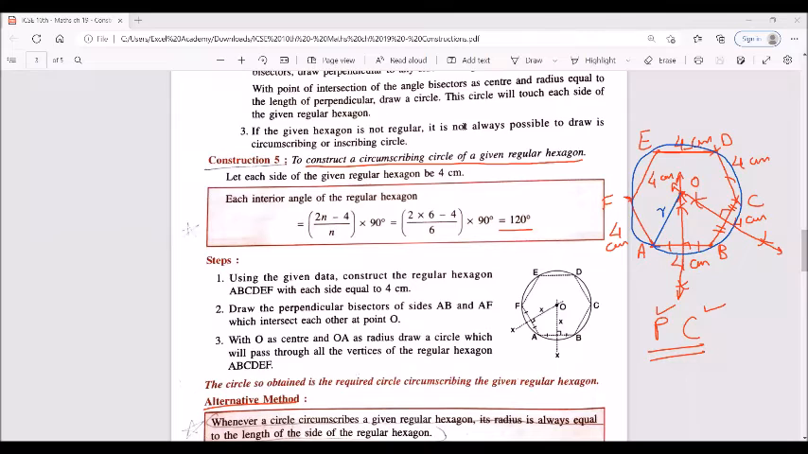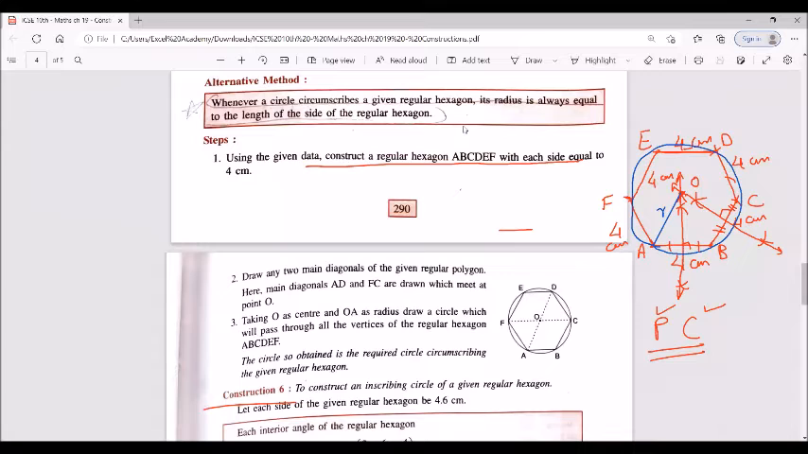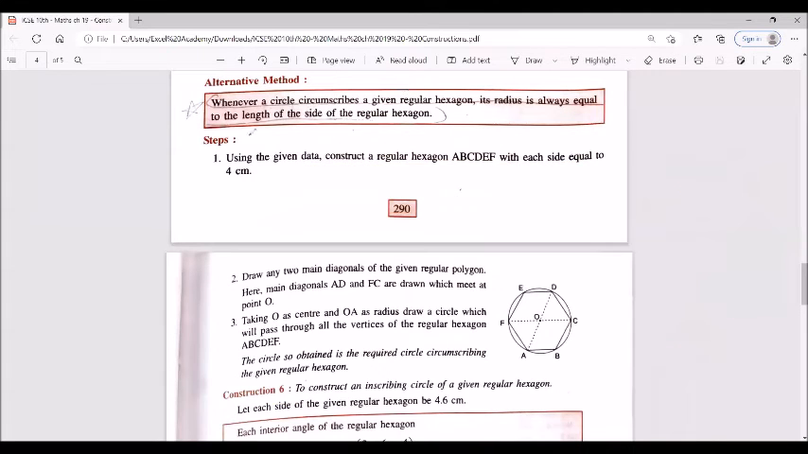Okay, so what is the alternative method? The one which I told you, right? Alternative method: whenever a circle circumscribes a given regular hexagon, its radius is always equal to the length of the side of the regular hexagon. This is only true for a regular hexagon, remember. It isn't true for others. So using the given data, construct a regular hexagon ABCDEF with each side equal to 4 centimeters.